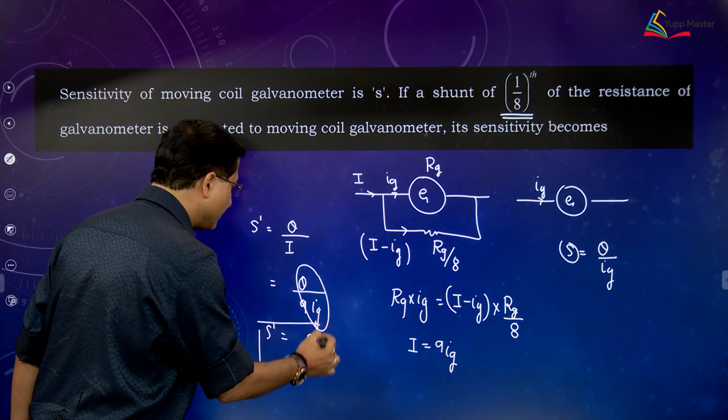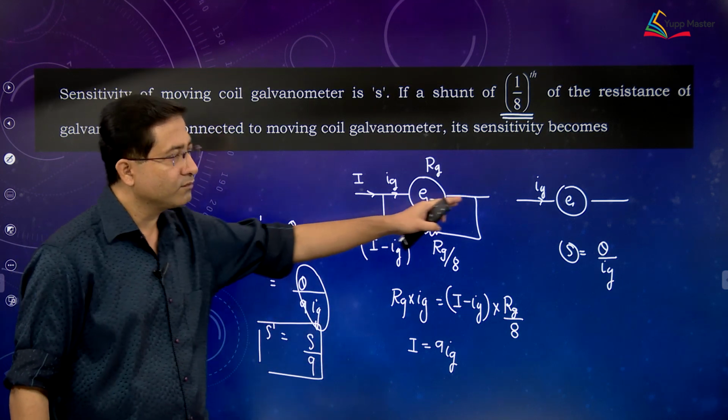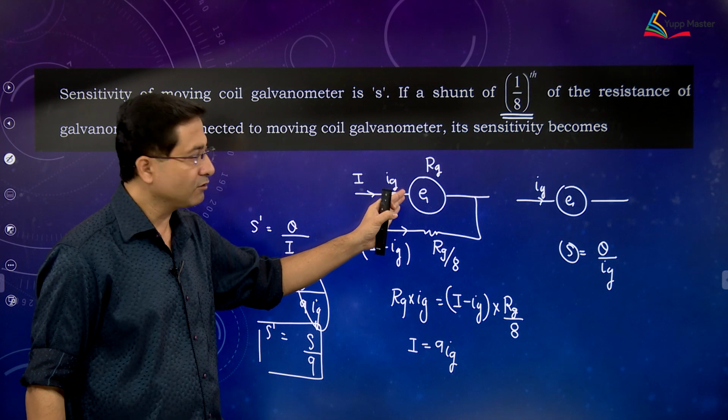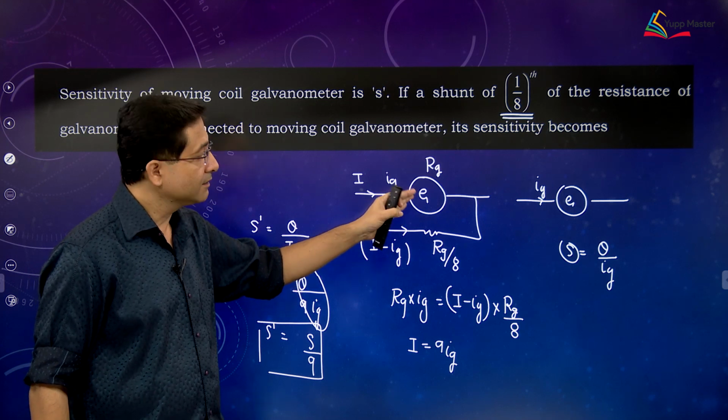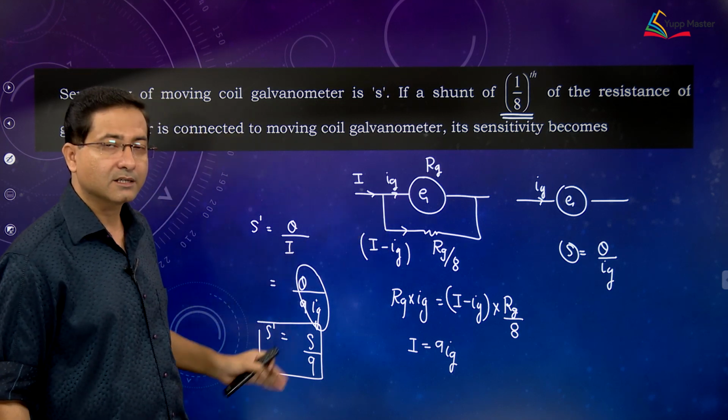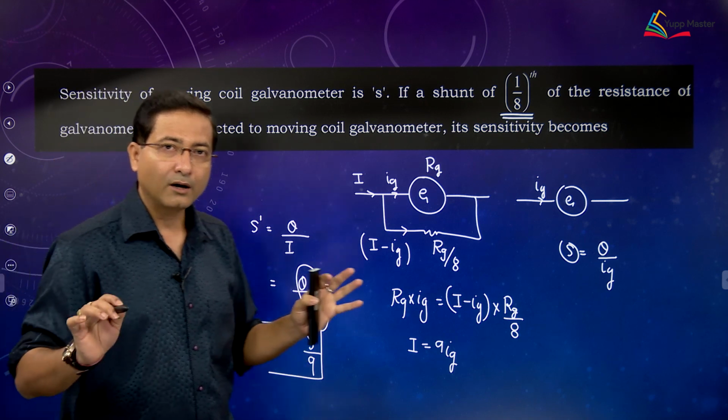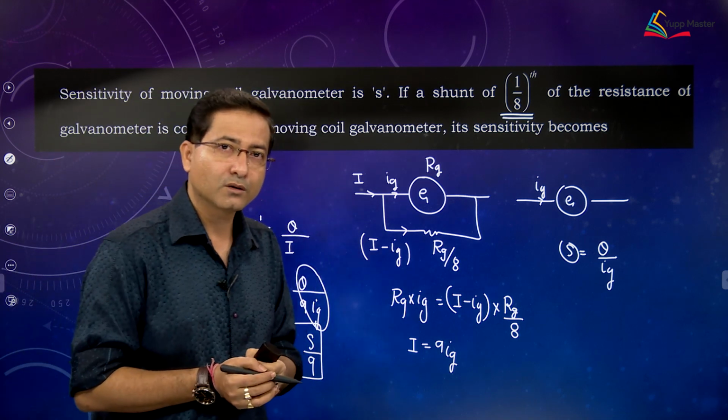So when you are increasing the range of the galvanometer, when you are converting it into an ammeter, then you have to compromise with the sensitivity, right? So I hope this concept is clear.